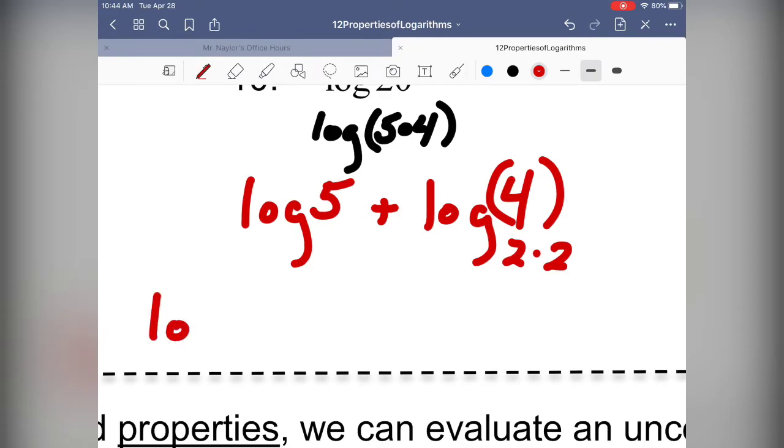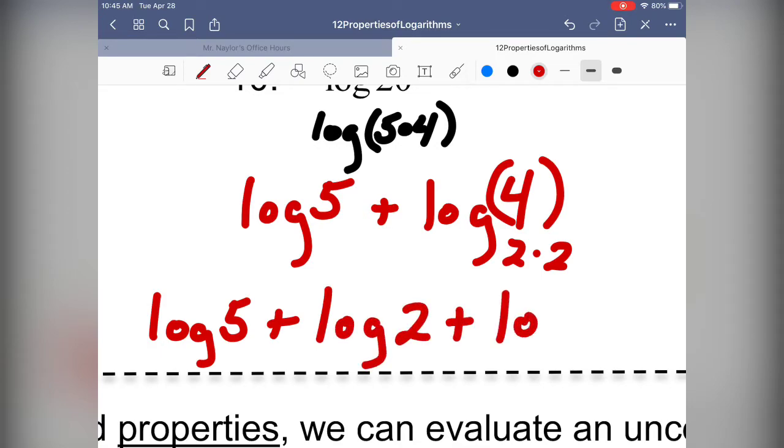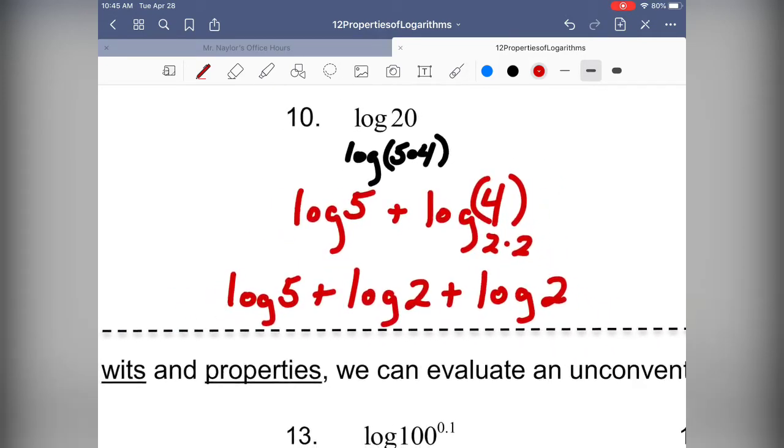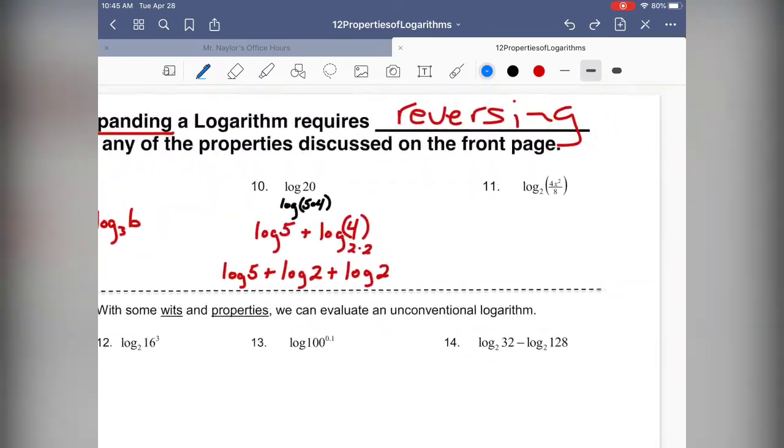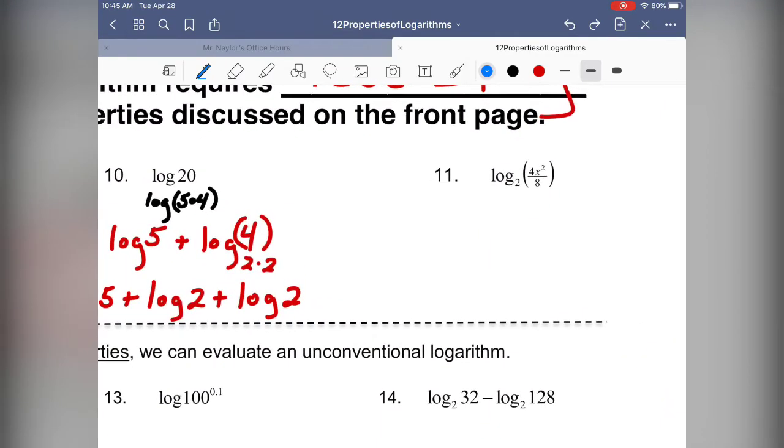And so that means that I actually could expand this into 2 more logs, namely the log of 2 plus the log of 2, so that ultimately this problem can be thought of as 3 logs that are being added together. What we've actually done is we've factored the number 20 down to its prime factors. And so if you're saying, well, how do I know when I'm done? You're done when you've expanded it down to its lowest and prime factors.